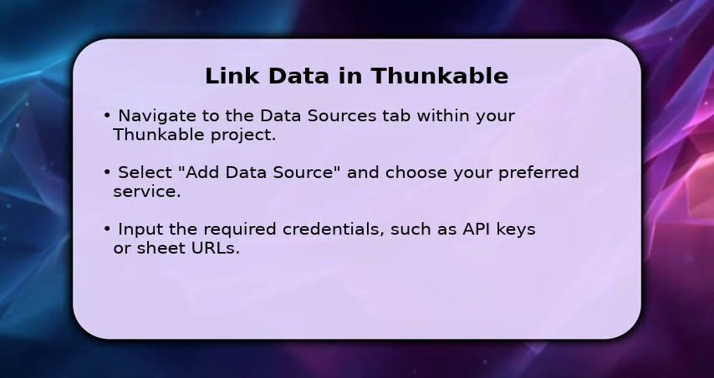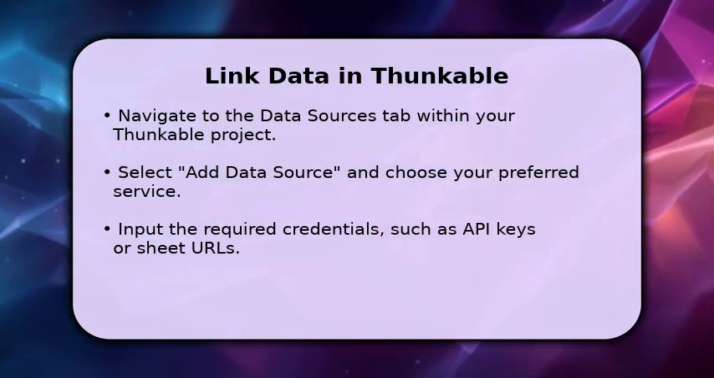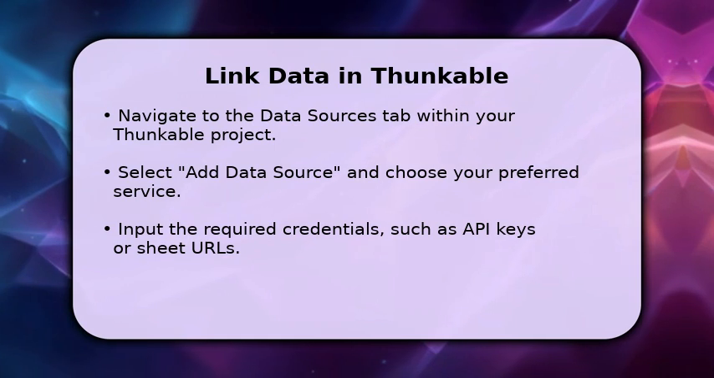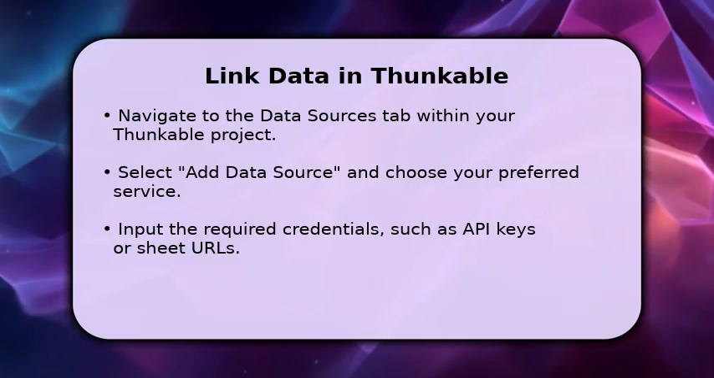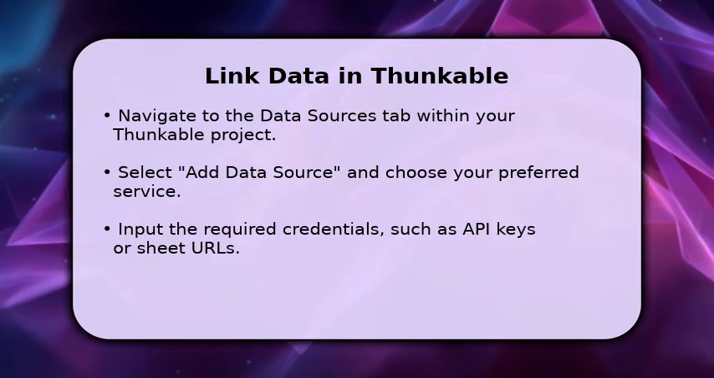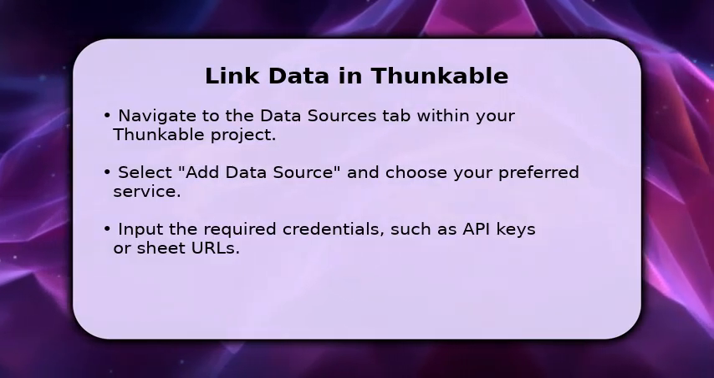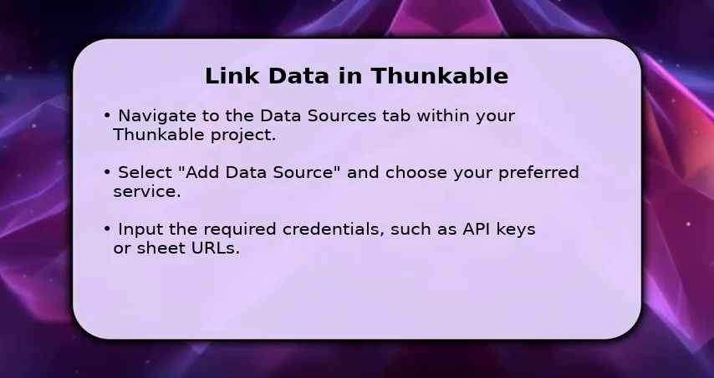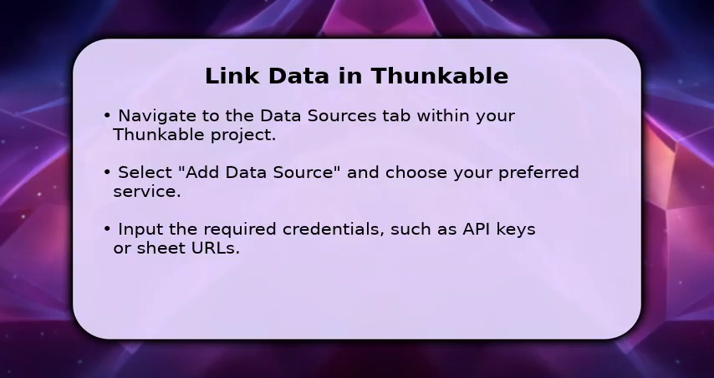The final step is to link your configured data source directly within your Thunkable app. Go to the Data Sources tab in your project, then select Add Data Source. Choose the service you've prepared, like Google Sheets or Firebase, and input the necessary credentials, such as your API key or sheet URL. After connecting, you can use various Thunkable components, like data viewers, to display and interact with your live data.